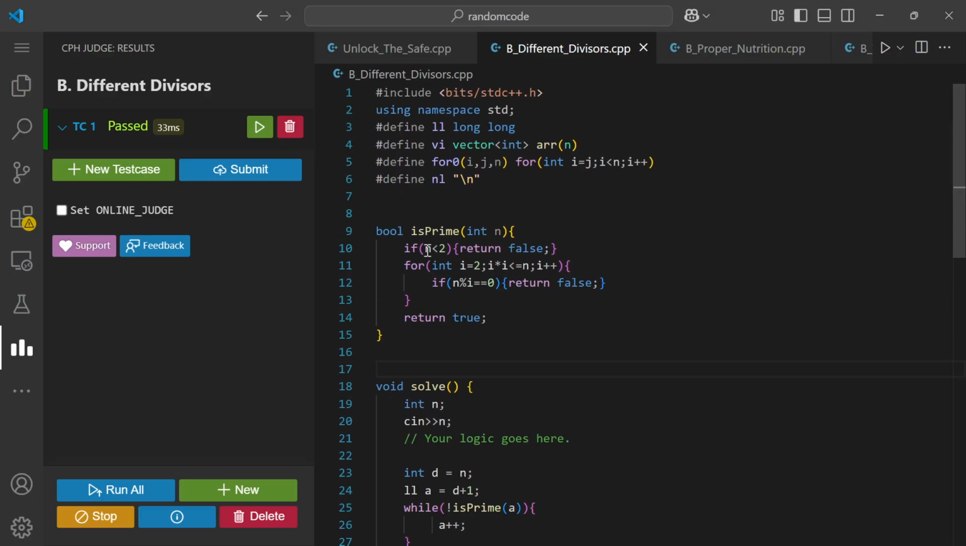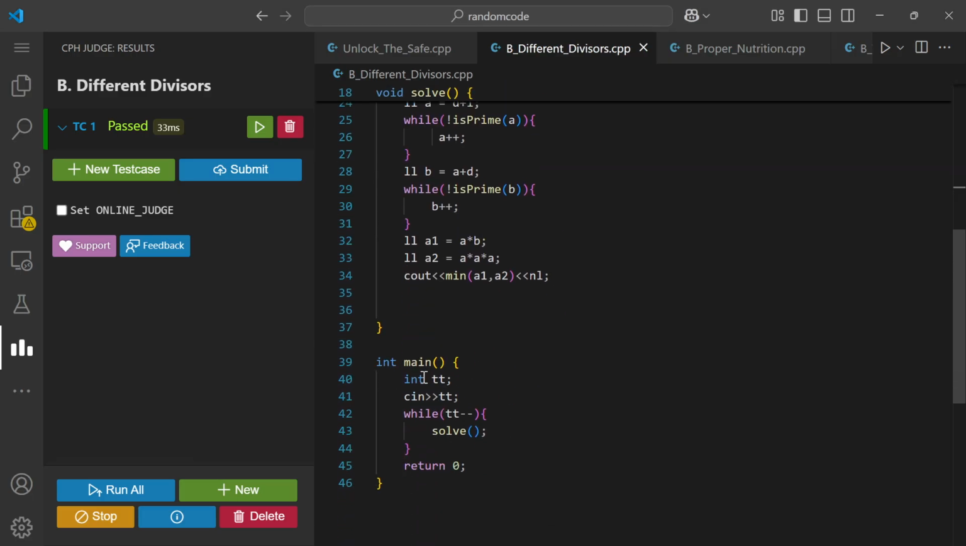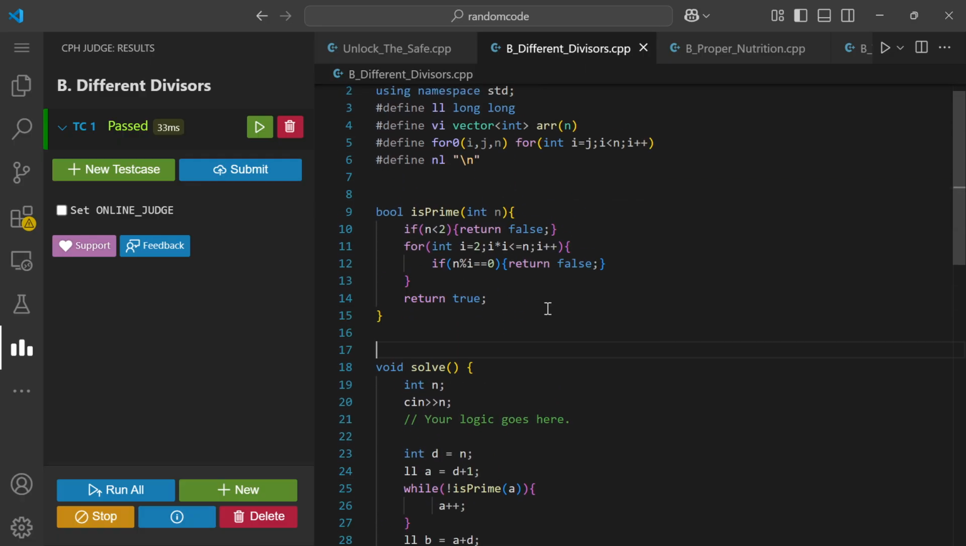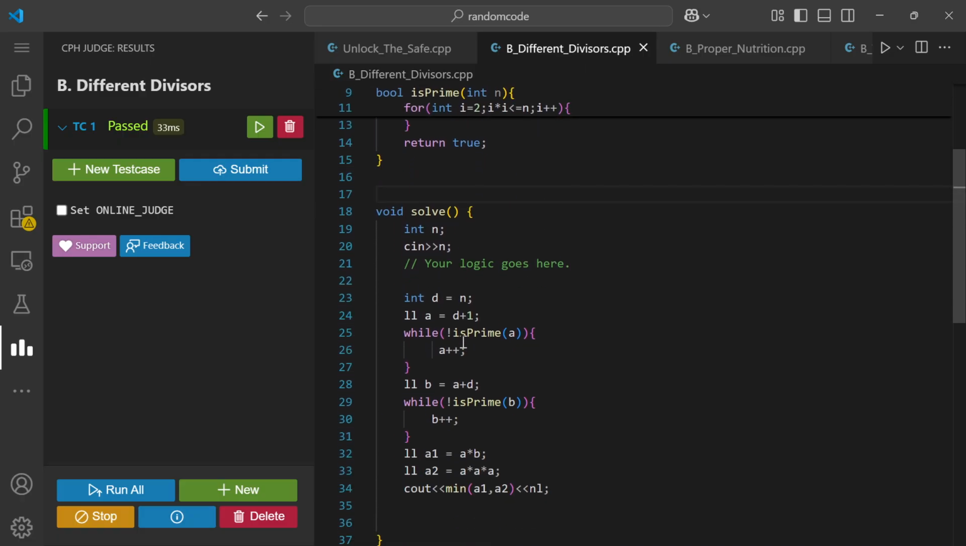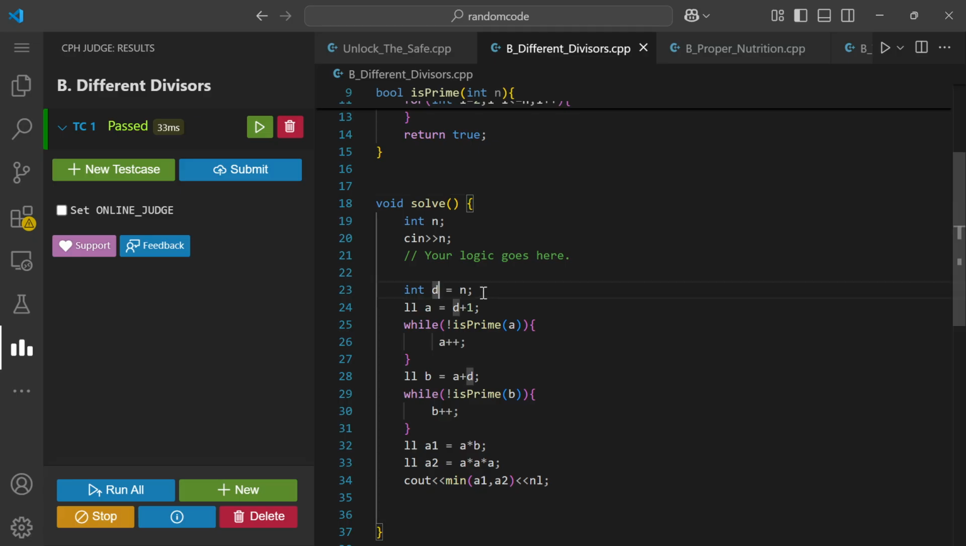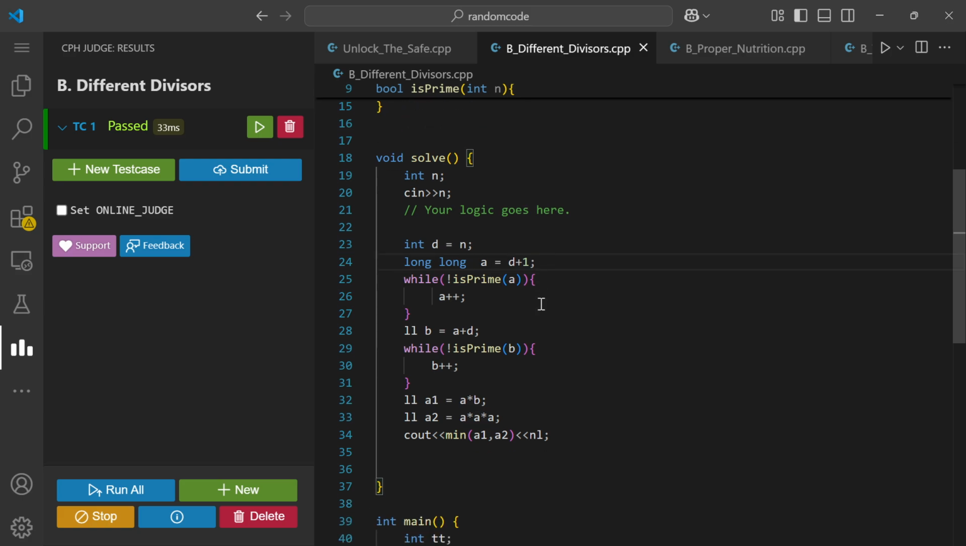What will we write? First, we take the number of test cases and take the input of n. We take D is equal to n. We need to find A. A is a prime number. Here L is the long long. Okay. Long A. A becomes D plus 1. We need to find A greater than or equal to n plus 1. So we take the A. Now we check if that number is prime or not.